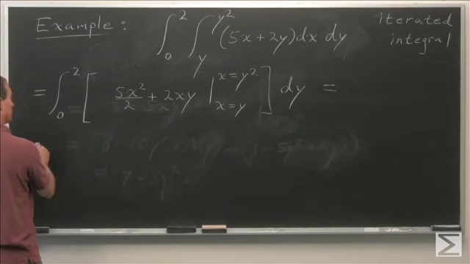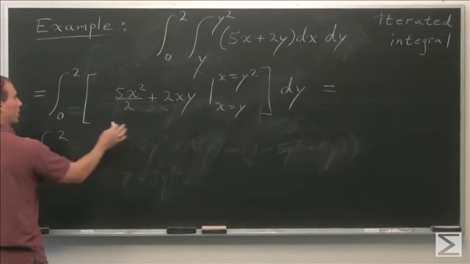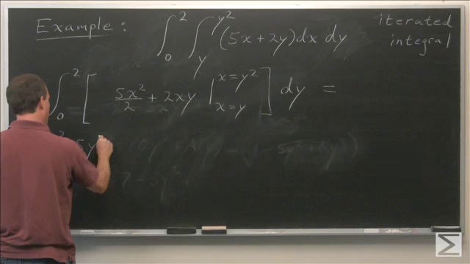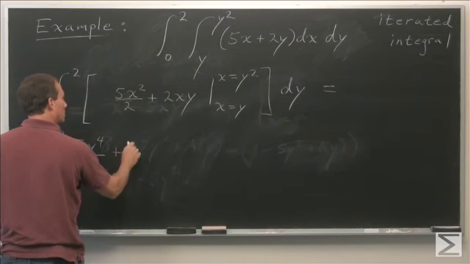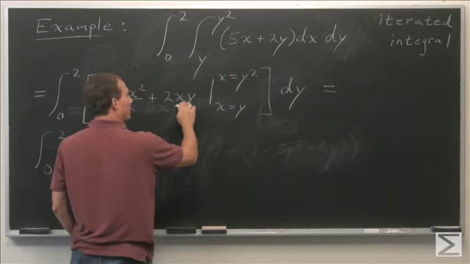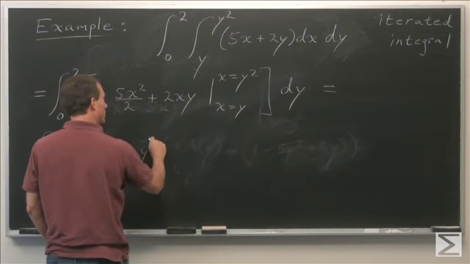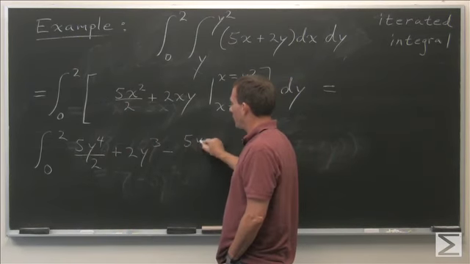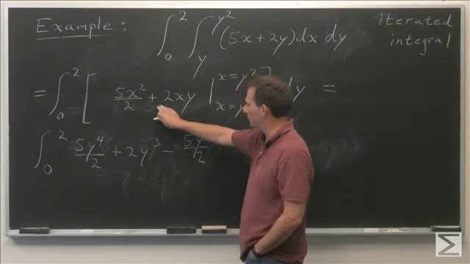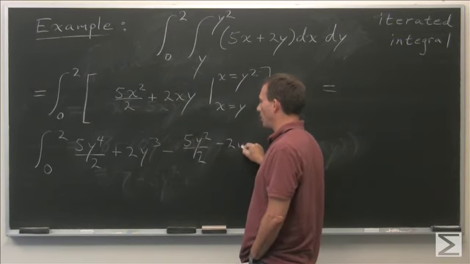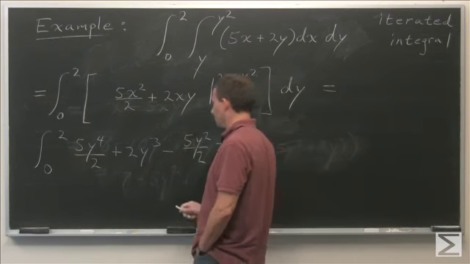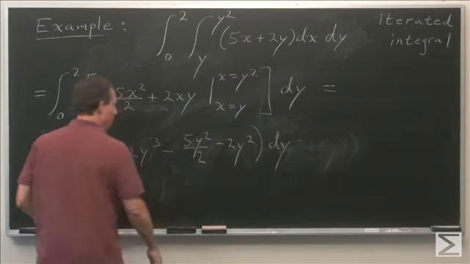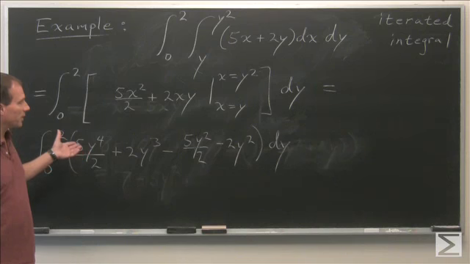So what do you get? You get the integral from 0 to 2. All right, we're putting in x is y squared. So we get y squared squared. That's y to the 4th over 2 plus 2 times y cubed, y squared times y, plus 2y cubed, minus what you get when you plug in x is y, so a minus 5y squared over 2, and still minus this, minus 2y squared. All right, and then you integrate this. This is now a one-variable calculus problem. You integrate this with respect to y.